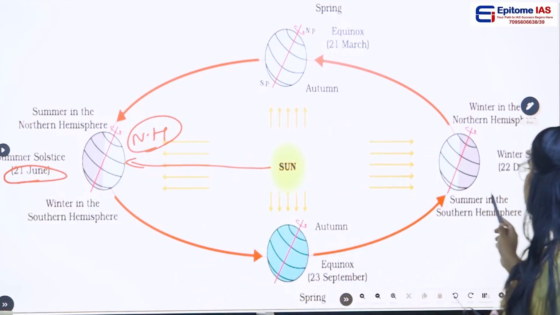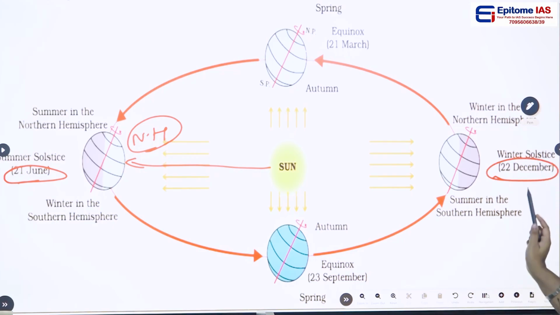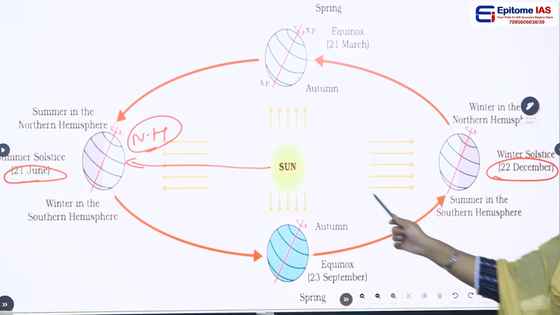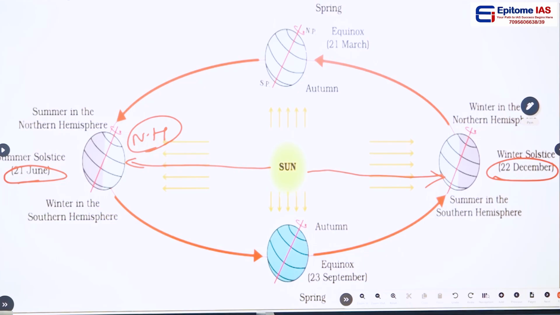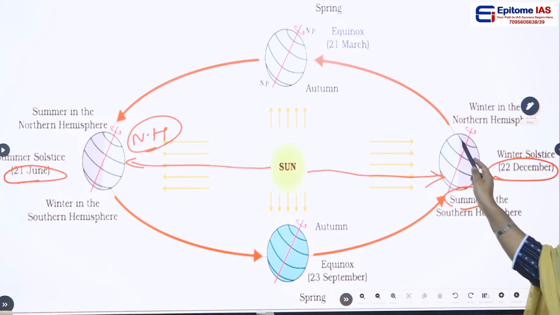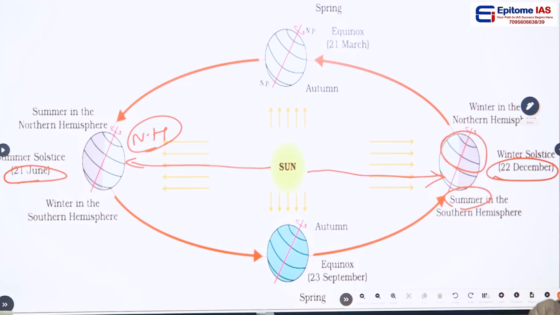And if you see on December 22, the exact opposite thing is happening. The direct sun rays fall on the Tropic of Capricorn. So the southern hemisphere will experience summer, and the northern hemisphere will experience winter. During the winter solstice, in the northern hemisphere, we will have the shortest day.